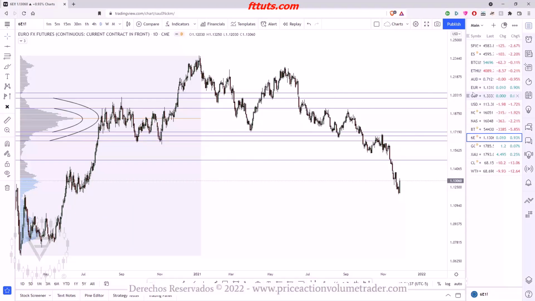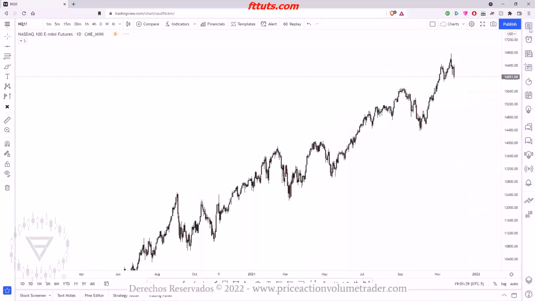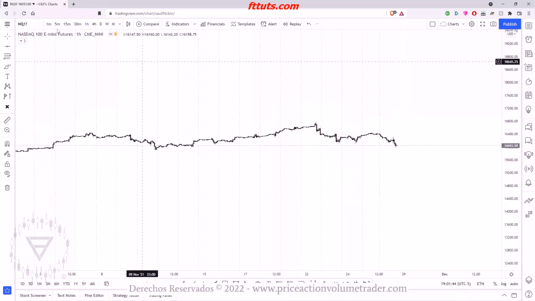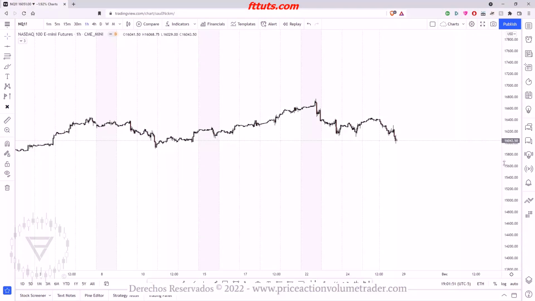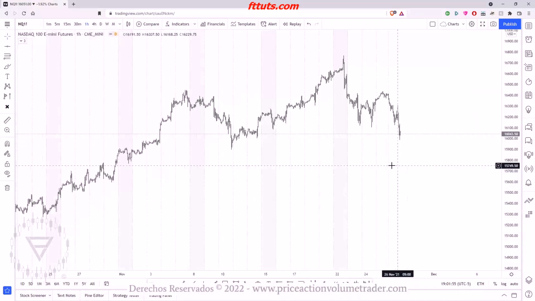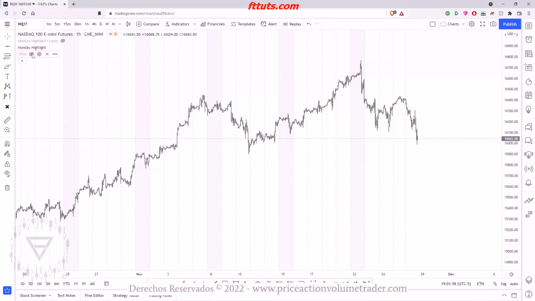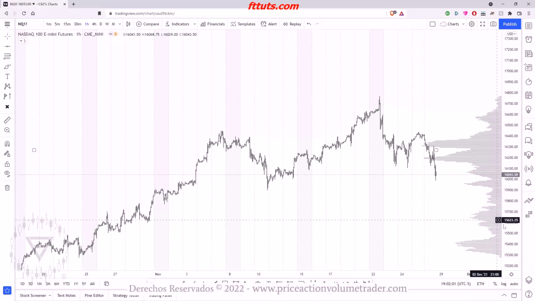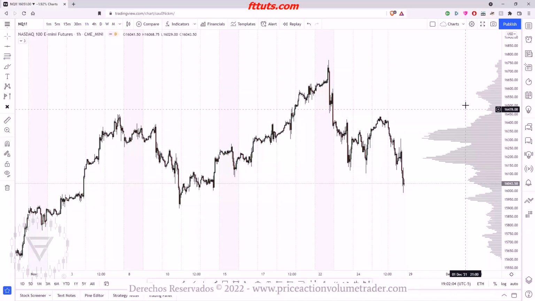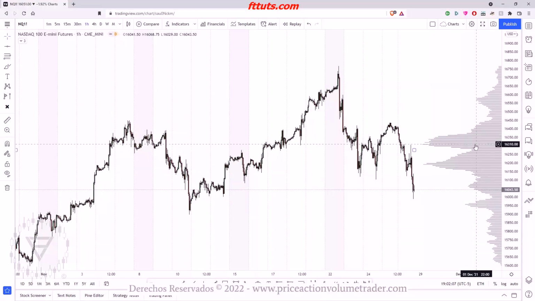Let's go into another market. Let's go into NQ. Let's go into a 1 hour chart. Let's put the highlights for Monday. And we can do the same thing. Let's activate the visible range profile. And we can do the same thing where we have these areas.